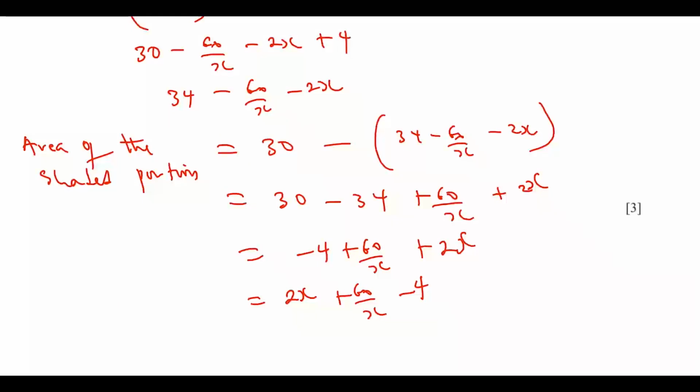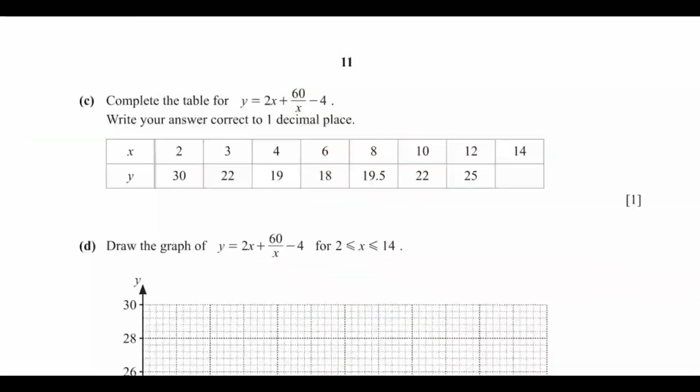So let's go to the next part. That will be question 6c. Complete the table for y equals 2x plus 60 over x minus 4. Write your answer correct to one decimal place. So what you need to do is to substitute 14 into this equation. That will leave you with 2 times 14 plus 60 over 14, then minus 4.